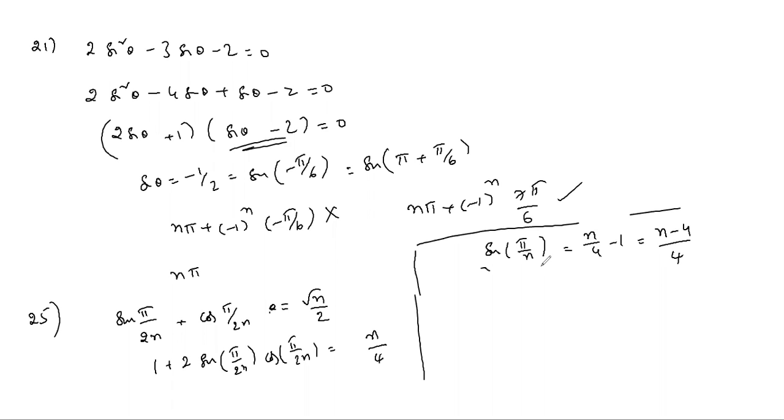What is the range of sin pi by n? N is a natural number, class. It lies only between 0 and 1. So 0 less than or equal. 0 is also not possible. So 0 less than n minus 4 by 4 less than or equal to 1. By cross multiplication, 0 less than n minus 4 less than or equal to 4. By adding 4, 4 less than n less than or equal to 8. So open 4, close 8 is the answer.